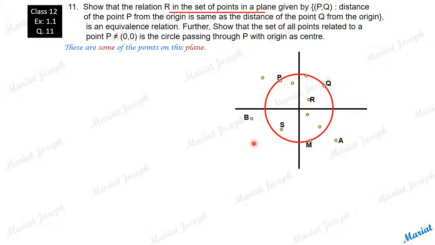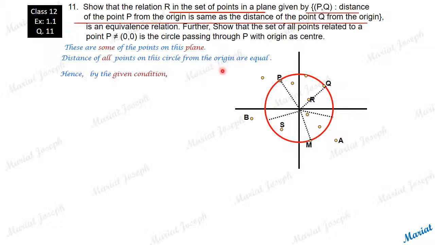There may be many other points also related to each other. Distance of all points on this circle from the origin are equal. Hence, by the given condition, each point on this circle is related to every other point on it. P is related to Q, Q is related to M, is related to this point which is not named. Now, let's take another circle. Here we have points lying on that blue circle also. So this S is related to this point, is related to this point, because they are all having equal distance from the origin.